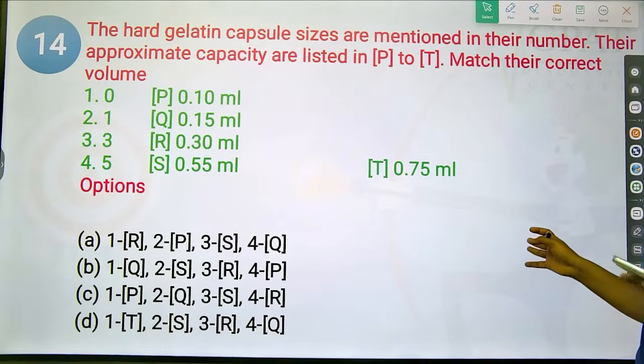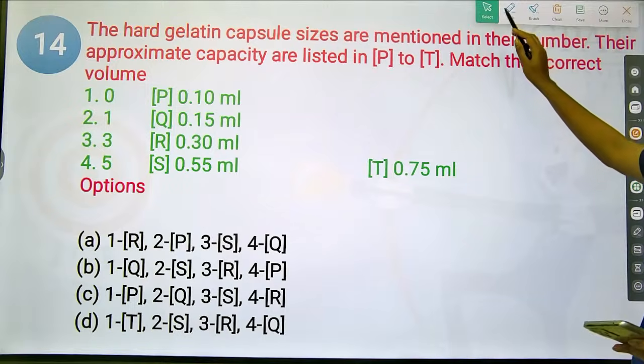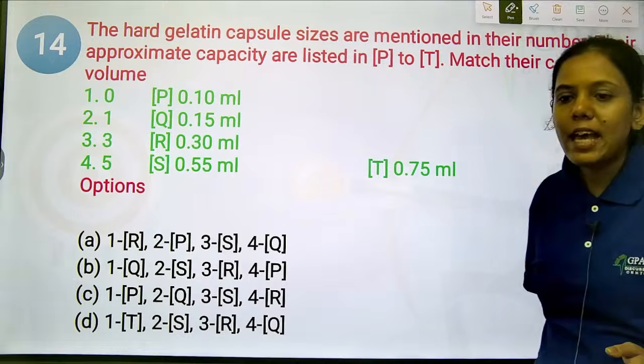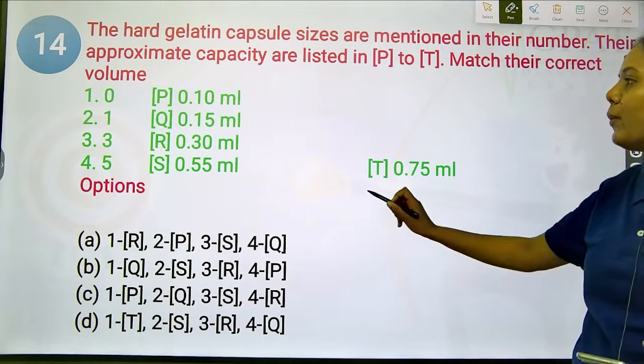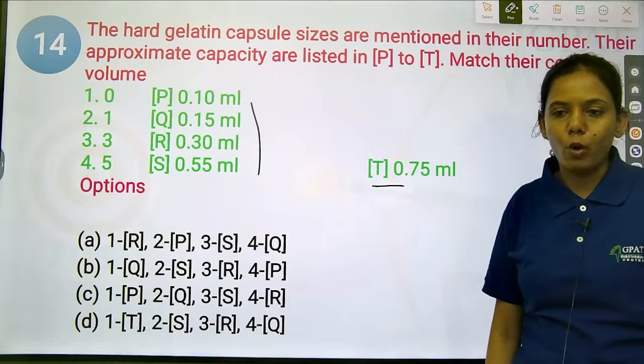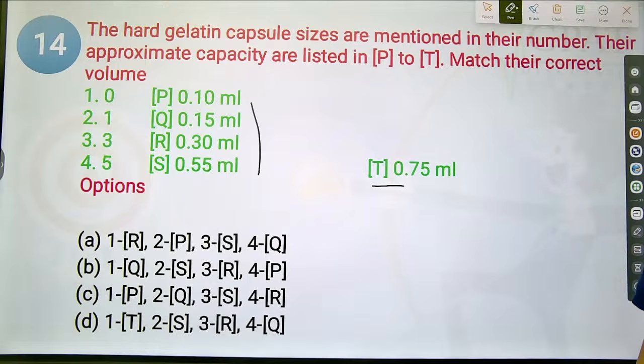Everything, the references and all, is given in the Lachman book, you can see. Chalo, next question is, the hard gelatin capsule sizes are mentioned by their number. Their approximate capacity is listed in P2T, match their correct volume. So here you can see 0, 1, 3, 5. These are the numbers that they have given. And here you can see that ml is given. Here also 1 ml is there, okay, although you have only 4 options. So can you identify which should be the answer for this one?